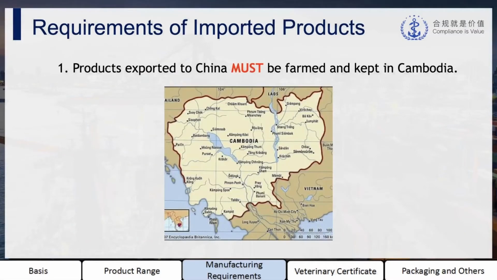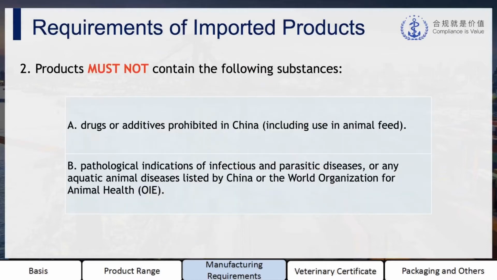Requirements of imported products. 1. Products exported to China must be farmed and kept in Cambodia. 2. Products must not contain the following substances: drugs or additives prohibited in China, including use in animal feed.